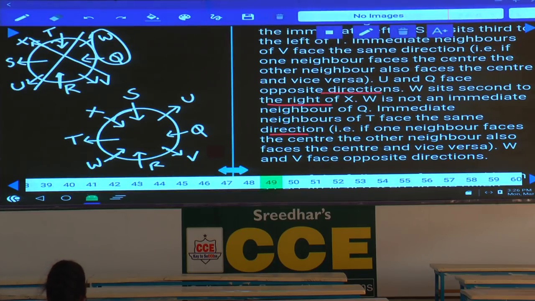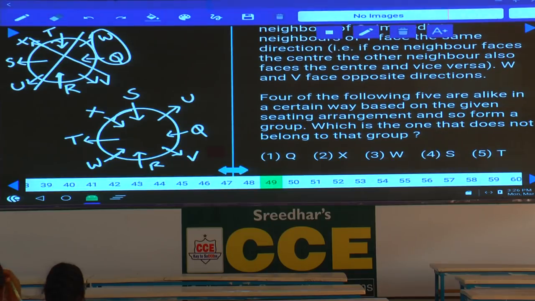Then, first write down this one, question number 49. 4 out of the following 5 is nothing but an odd man out. Q is facing the center, X is also facing the center. W is also facing the center, S is center, and T is away from the center. Except T, the remaining 4 persons are facing the center, T is away.